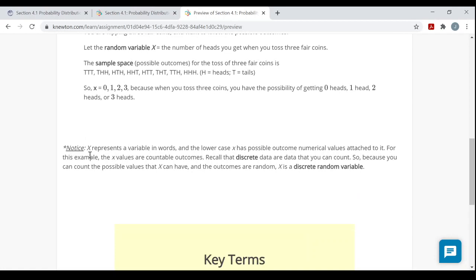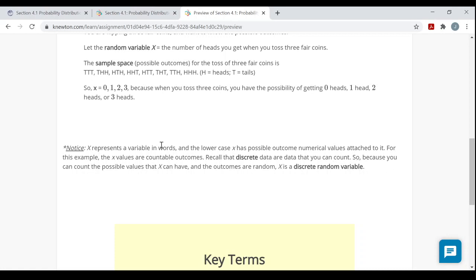Now, capital X represents a variable in words, and the lowercase x has possible outcome numerical values attached to it. For this example, the lowercase x values are countable outcomes. Right? You can count the number of heads when you flip 3 coins, or flip a coin 3 times. So again, going back to the first chapter, and I mentioned this earlier, recall that discrete data are data that you can count as opposed to data that you have to measure. Measuring data was continuous data.